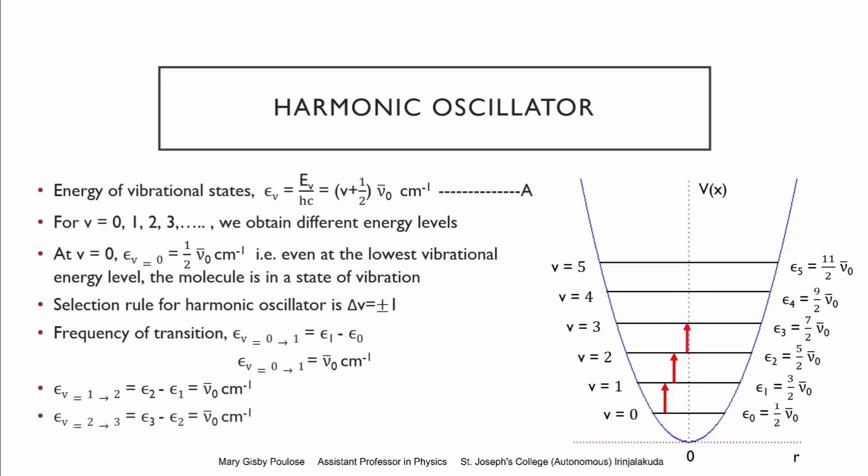Now, for the next transition from second level to third level, that is eta V is equal to 2 to 3, we have eta 3 minus eta 2. That too, on calculation, we get nu naught bar, centimeter inverse. So for all of these transitions, the light or the electromagnetic spectrum that we see from the molecule is only a single frequency. For all of these transitions, we see only a single frequency coming from the molecule, and that is seen in the spectrum as this particular line, and that line represents nu naught bar.